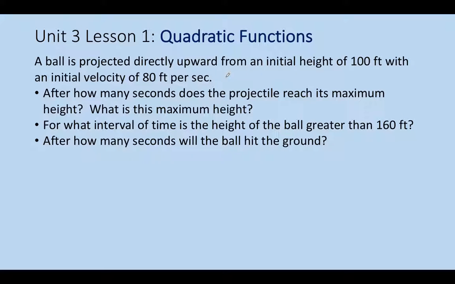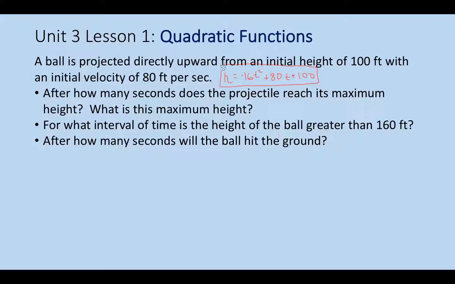Here, of course, we need to utilize that projectile motion formula. So let's write that out. That's a good place to start. The height is going to be equal to negative 16t squared plus the initial velocity, which is 80 feet per second, so 80t, and plus the initial height, which is 100. All right, so this is what I'm working with to start.